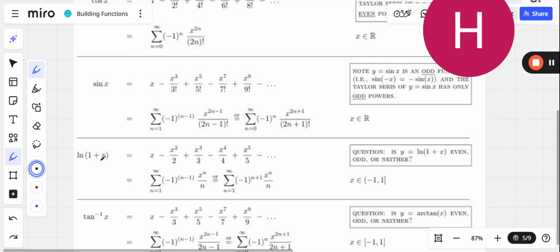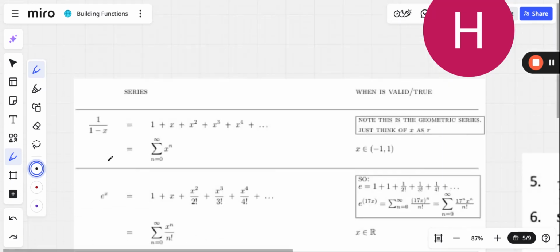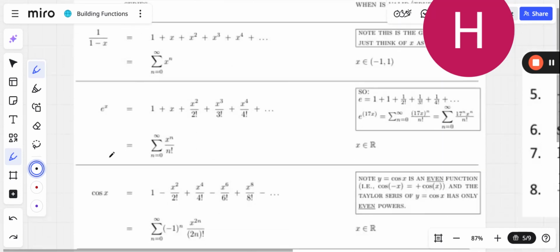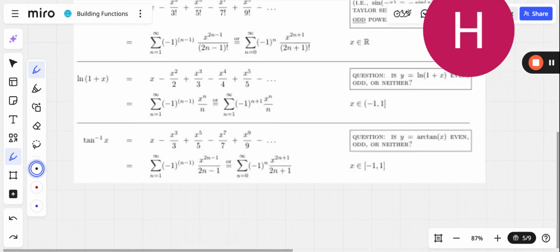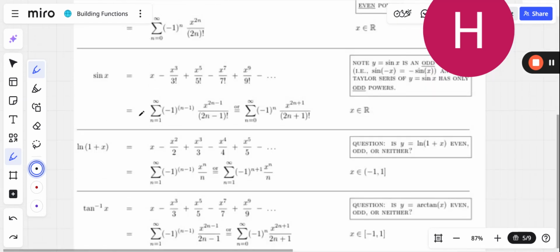We have ln of 1 plus x. So 1 plus x needs to be a 1 plus, just like here it needs to be a 1 minus. If you need to manipulate your expression, you may have to do that. Ln of 1 plus x, that's going to turn into this, which is alternating.